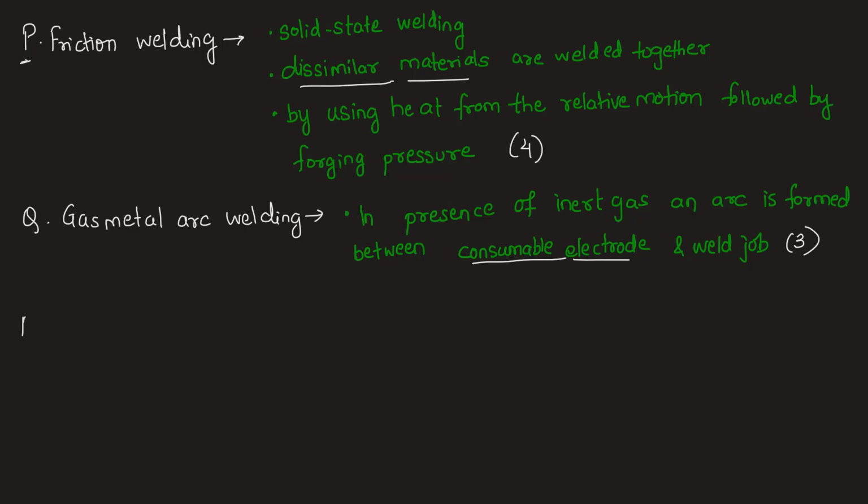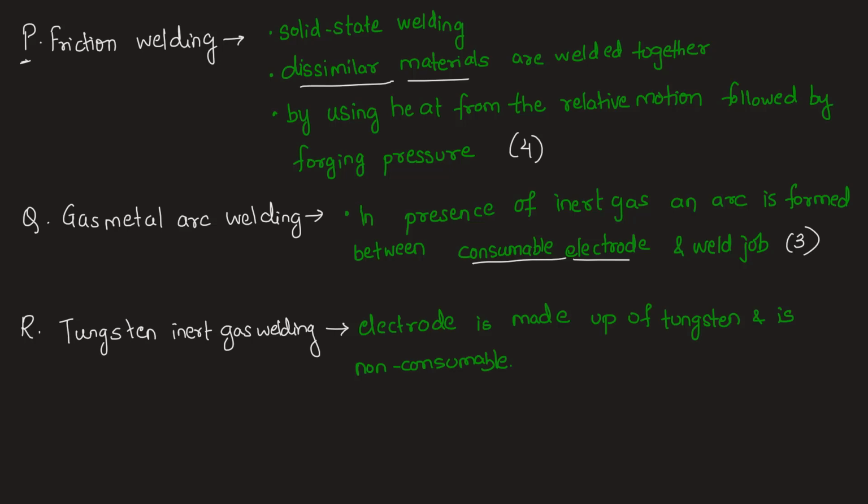Next one, which is R, tungsten inert gas welding. It is similar to gas metal arc welding, but instead of a consumable electrode, here the electrode is made up of tungsten and it is non-consumable. Tungsten is used to make this electrode because it can withstand very high temperatures. For particular welding operations, very high temperatures are to be achieved, and therefore tungsten is used, and it is non-consumable as well, so that it stays in solid state when that high temperature is achieved. So R matches with number 1, that is non-consumable electrode.